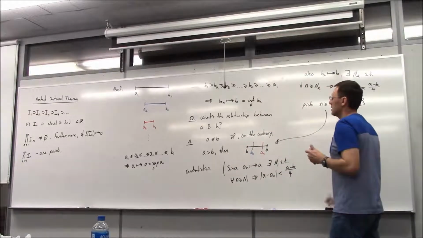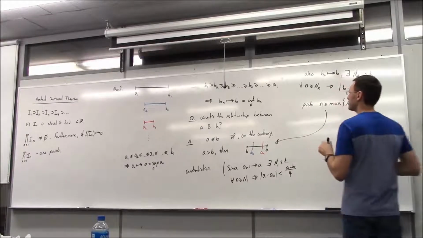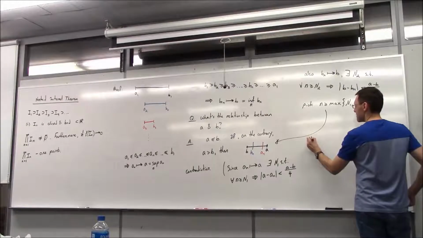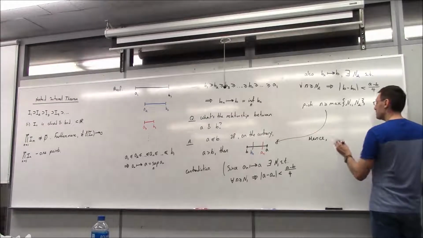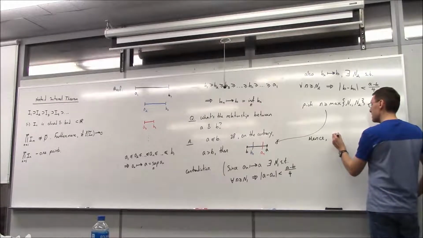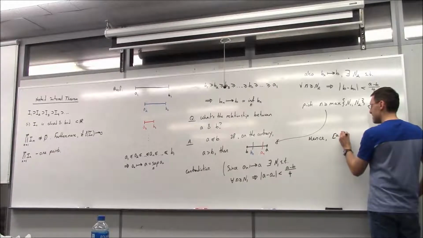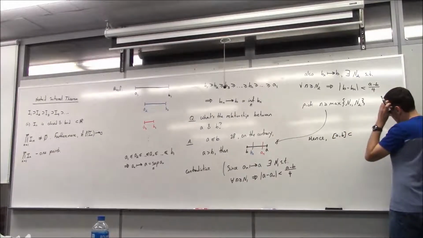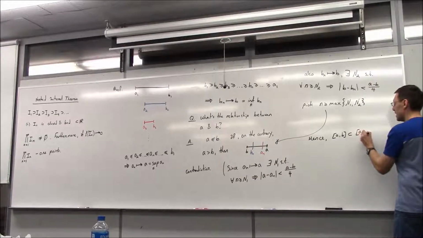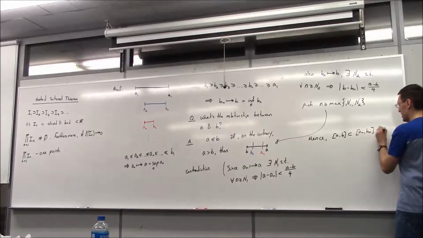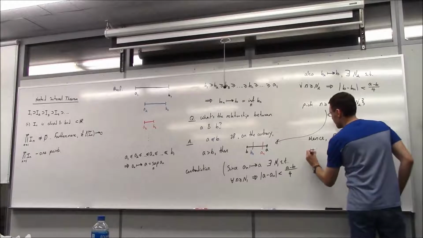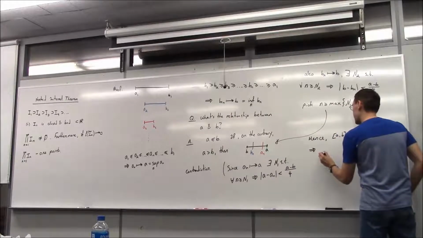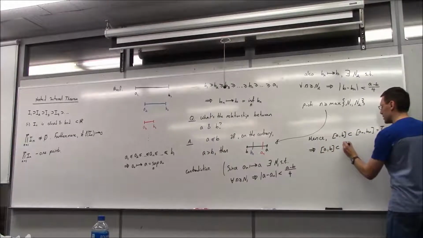So what follows? Hence the interval AB is going to be a subset of any interval An, Bn, which is In. Which implies that AB, the full interval, is a subset of the full intersection.